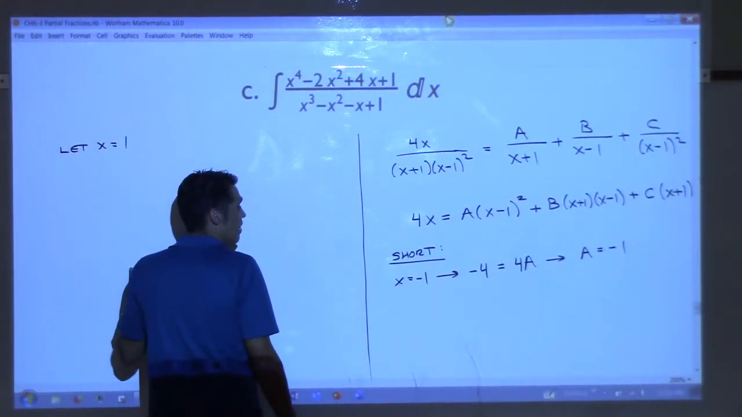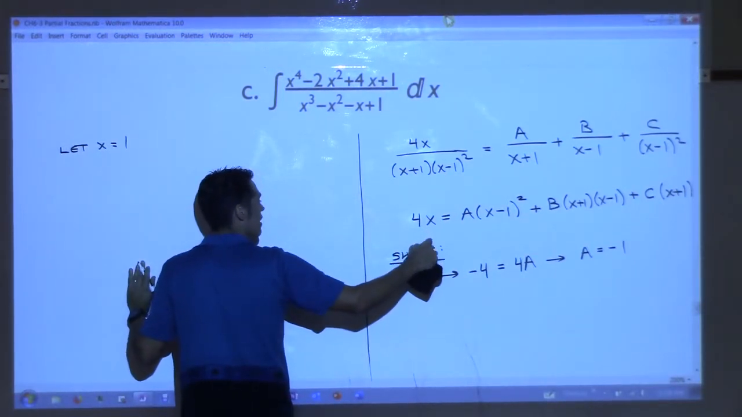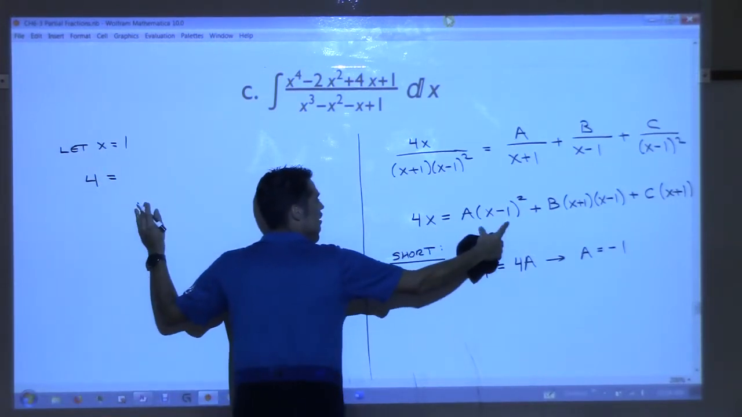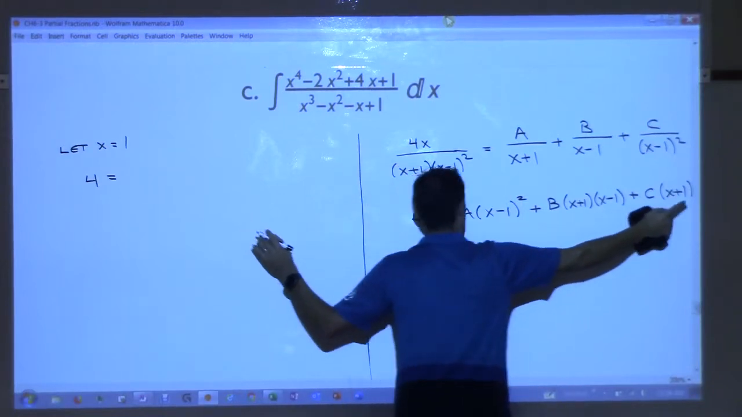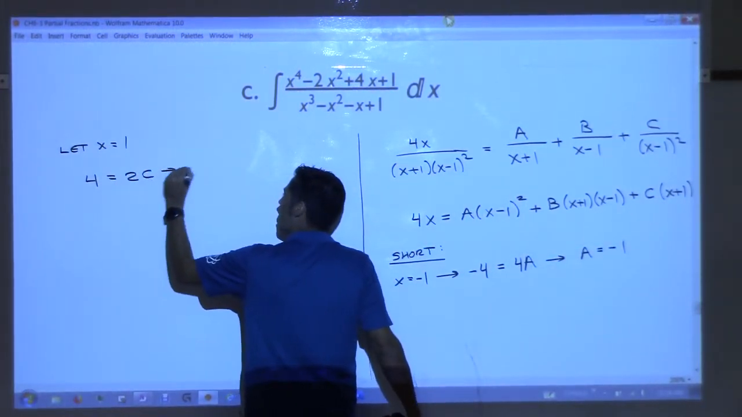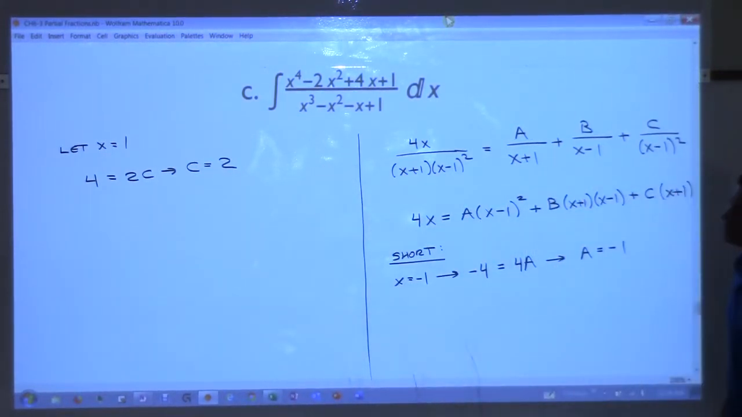Now if x is 1, we go through the whole thing again, right? So Taylor, what would we have here? 4 times, right? So 4 equals gone, right? Gone, yes. And then 2c, and therefore c is, or no, actually, 2. It's 2. Okay, we have A, we have C. We just don't have B, and there's no way to use the short way to get it. Right?